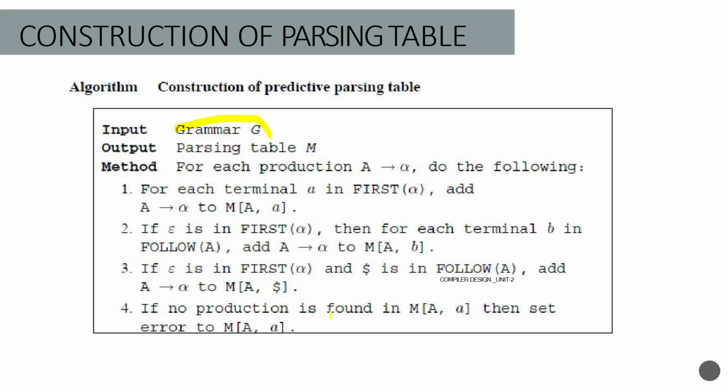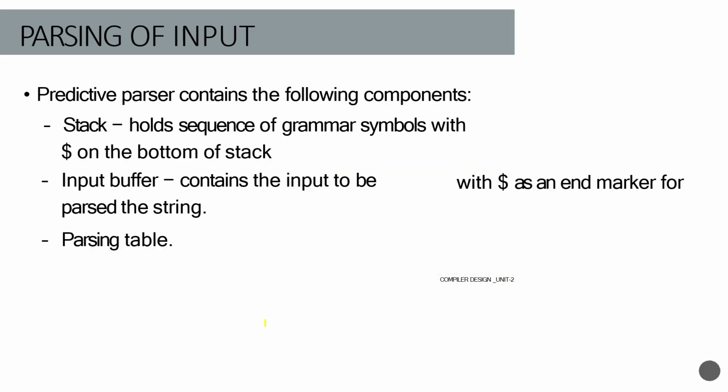If no production is found in M[A, a], then set error in M[A, a]. So the components of the predictive parser are, first, the stack. It holds a sequence of grammar symbols with a dollar at the bottom of the stack. The other one is the input buffer that contains the input string to be parsed, with the dollar as an end marker. The third one is the parsing table.